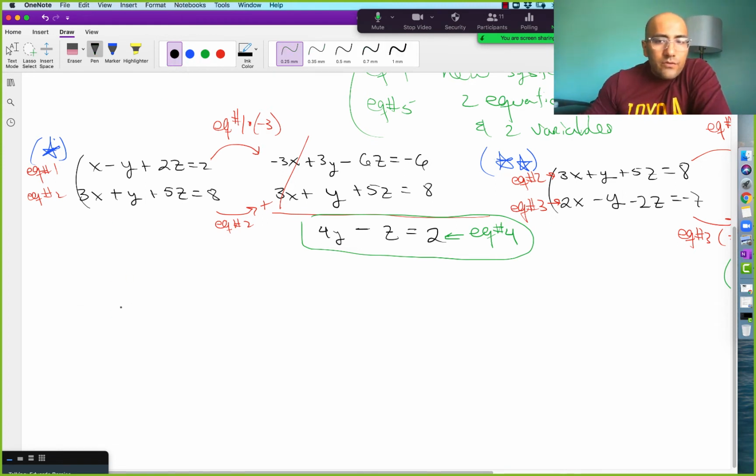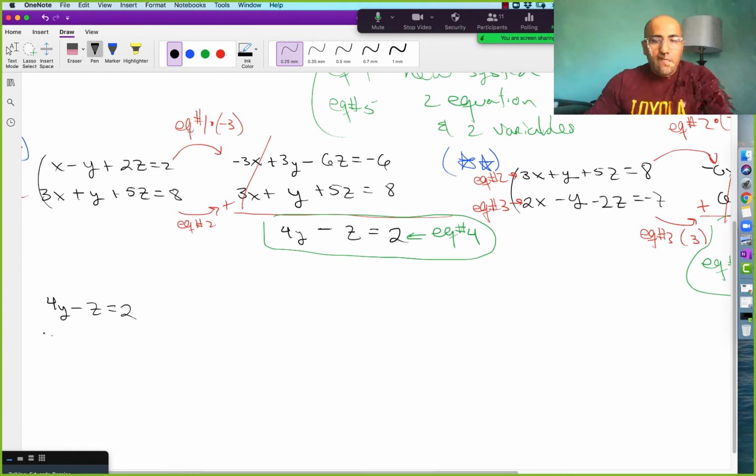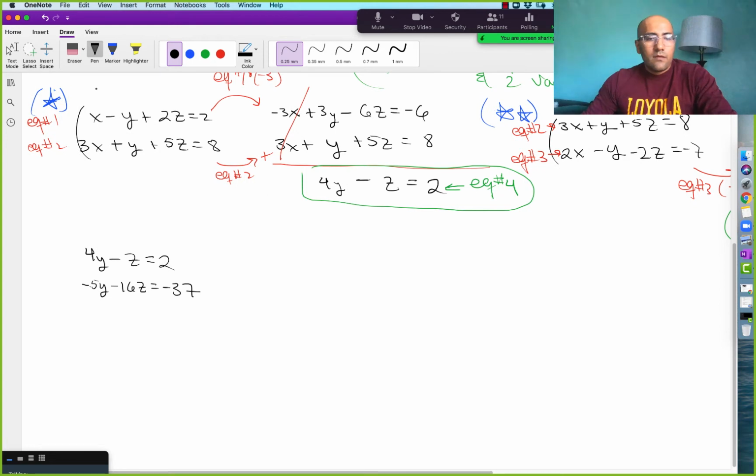So I will have the new system, which will be 4y minus z equals 2, and negative 5y minus 16z equals negative 37. Okay? Negative 37, yep. So this is my new system, where this was equation 4 and this one's equation 5.